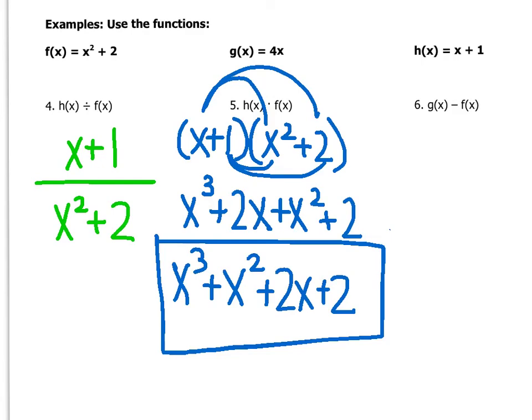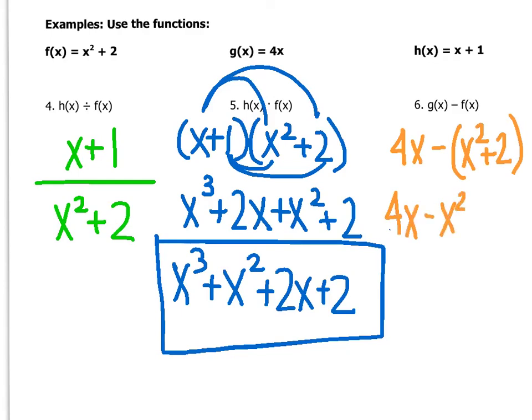Example 6, g of x is 4x minus f of x, which is x squared plus 2. What do I need to do here? Maddie? Yes, you must distribute the negative outside the parentheses. Minus x squared minus 2. Now, if you get to that point, that's great, because that's your answer. We cannot combine any like terms because there are no like terms.